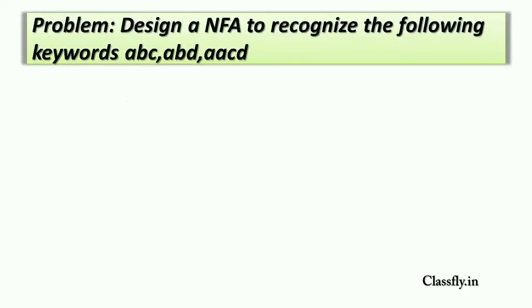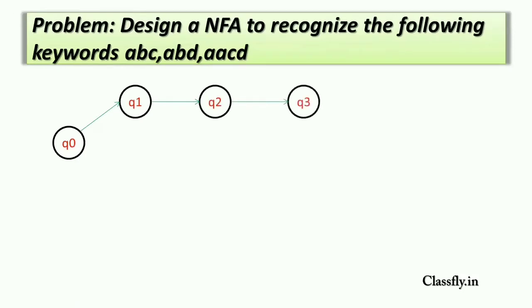The problem statement says: design an NFA to recognize the following keywords ABC, ABD and AACD. So this says to construct an NFA, that is, a transition diagram which recognizes the keywords ABC, ABD and AACD. So the strings should read these keywords. Q0 is a state which has transitions to Q1, Q2, Q3. And now let us see how these keywords can be recognized by parsing. So A is passed, A, B, C. So Q3 is a final state.